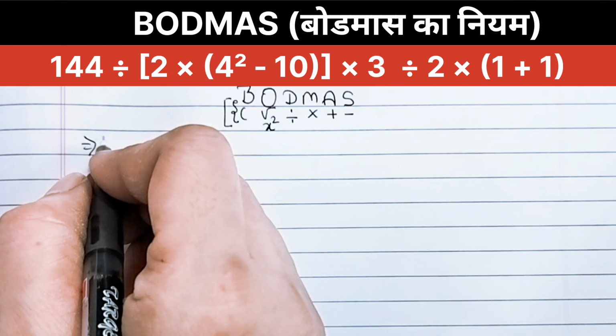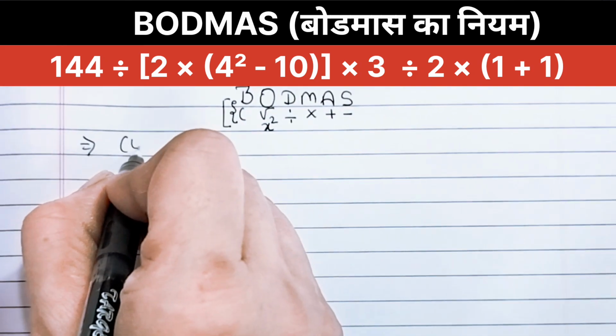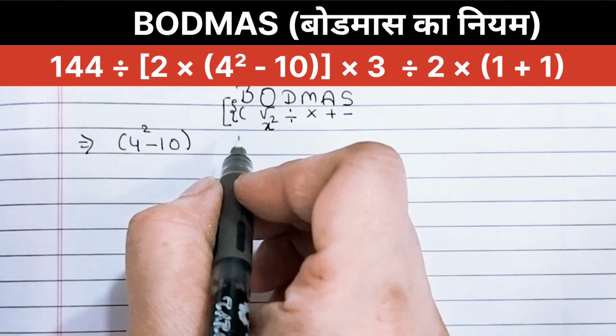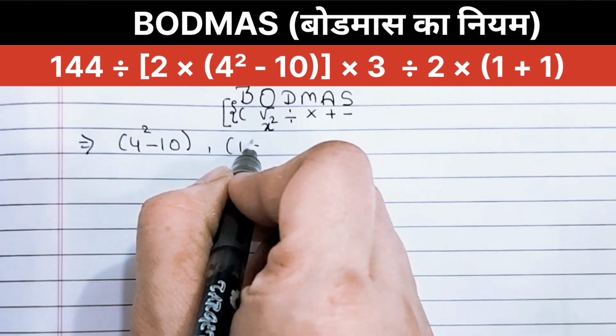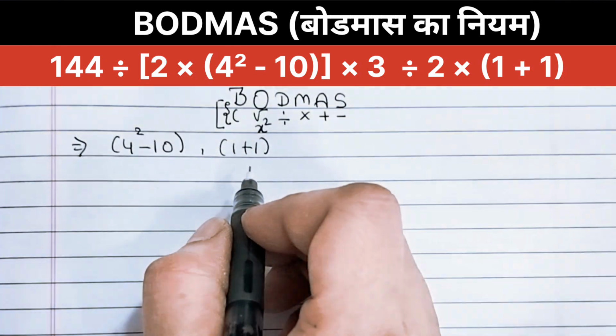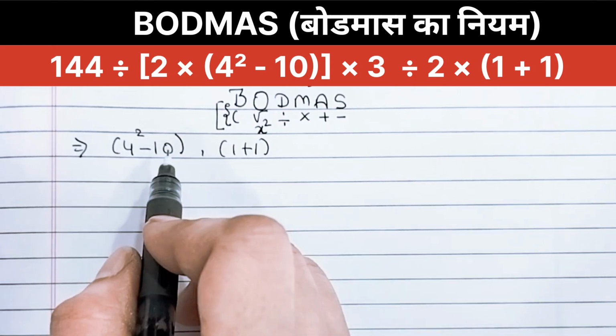Now step 1 says solve the innermost parenthesis. As you can see here, the innermost parenthesis is 4 square minus 10. And one more bracket here, 1 plus 1. So according to this, using BODMAS, we must resolve brackets first. Inside the first bracket we handle the exponents before subtraction.